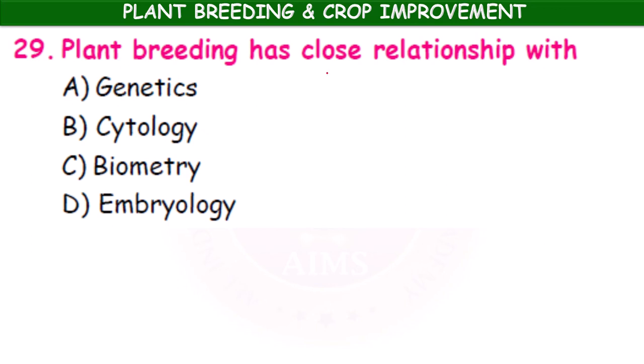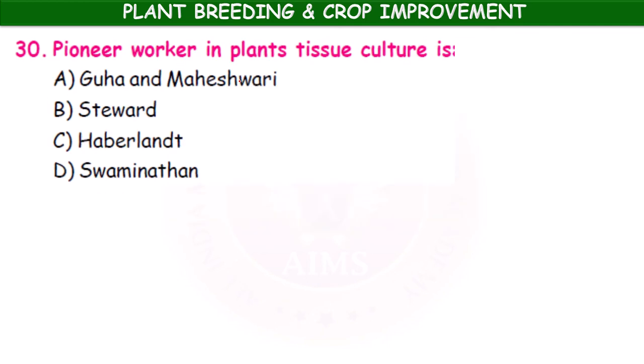Plant breeding has a close relationship with genetics, cytology, biometry, embryology. It is closely related to genetics. Genetic improvement of crops is called plant breeding. The pioneer worker in plant tissue culture is Shipra Guha and Satish Maheshwari, Stewart, Haberlandt, or Swaminathan. The totipotency phenomenon was introduced by Haberlandt, who was popular for plant tissue culture. Guha and Maheshwari developed embryo culture.